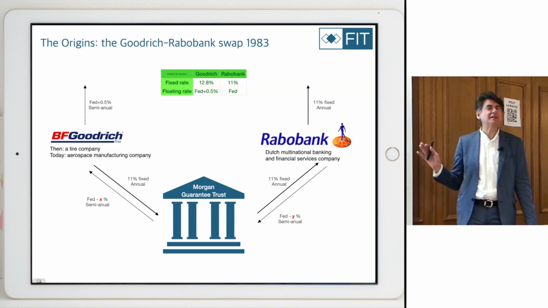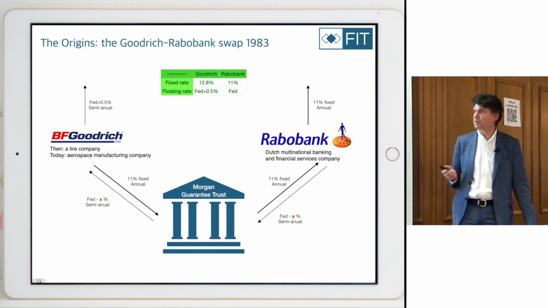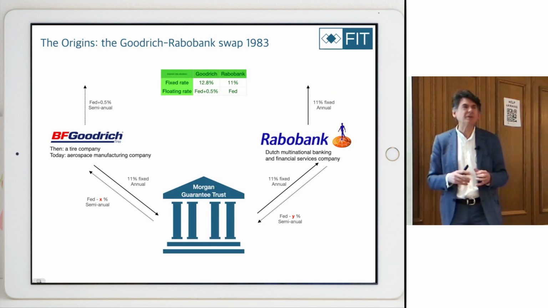Now, this is how a deal happens. I want you to understand this deal very well. Let's say you are the consultant advising both of these on this transaction. You're the consultant maybe to Morgan, maybe to Rabobank, maybe to everybody. You are the mastermind. You're the one who sets up this trust.